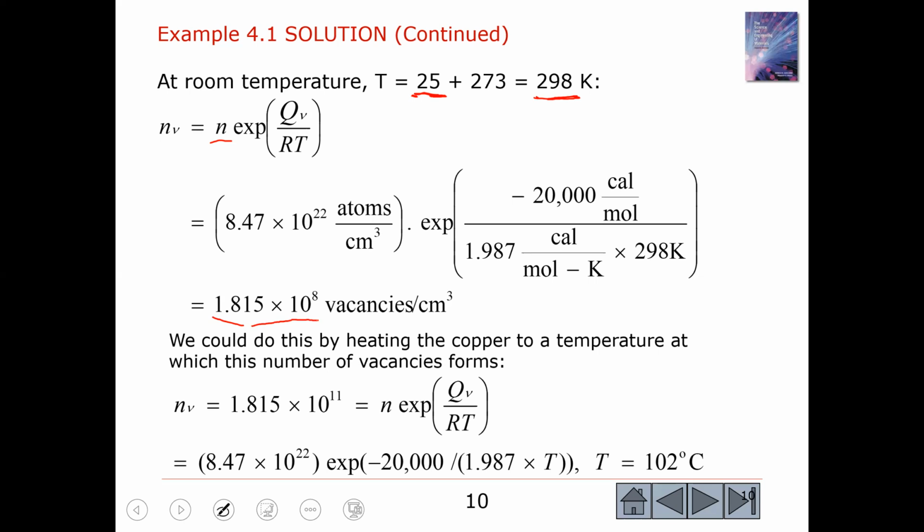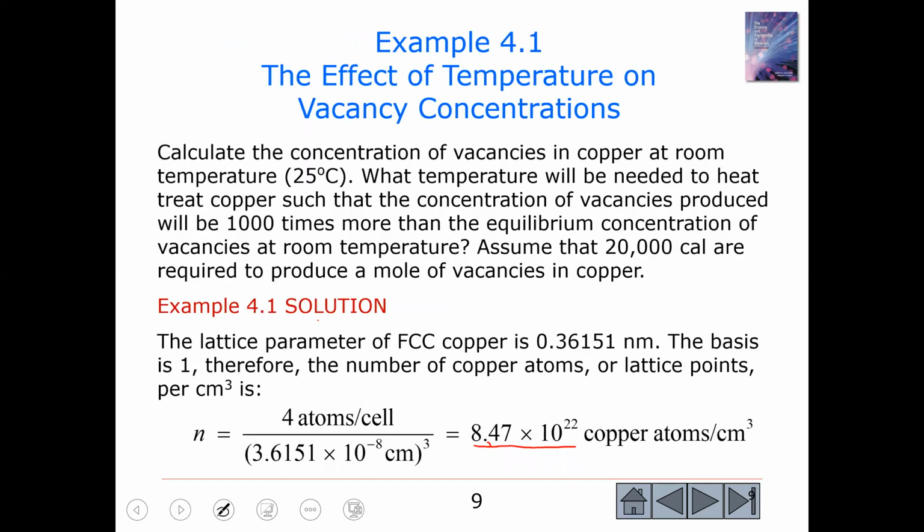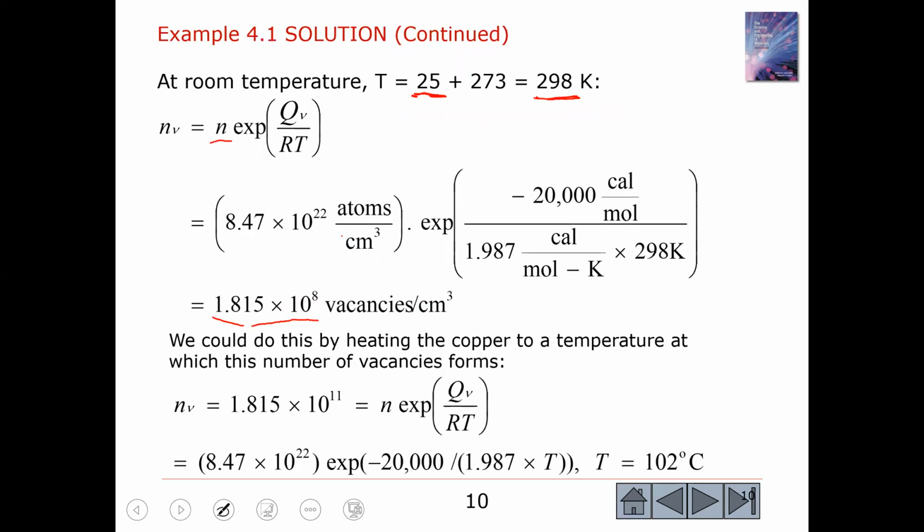Now, these are the number of vacancies per cubic centimeter at equilibrium. This is the equilibrium concentration of vacancies at room temperature. What the problem wants is 1,000 times more. So we need to multiply this value by 1,000, because we need 1,000 times more vacancies, and then solve this equation for T. So the number of vacancies will be the vacancies that we determined, multiplied by 1,000.